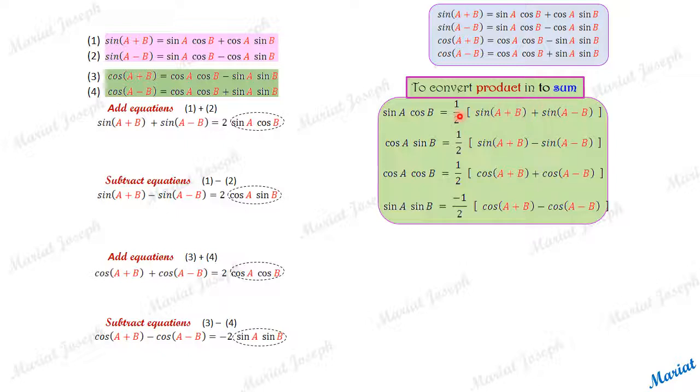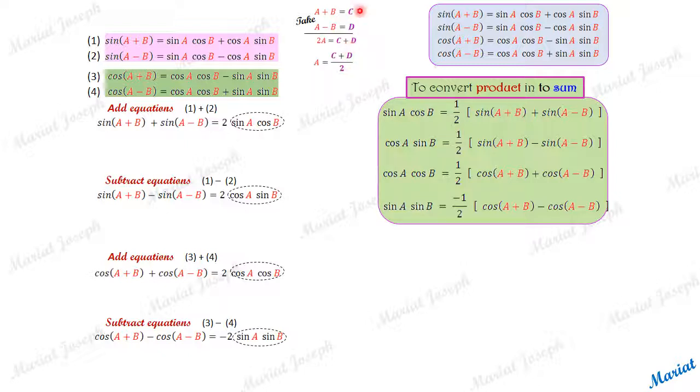We will use the same four equations, but in a slightly different style. For that, let me use angle A plus B equal to C and angle A minus B equal to D. In all these four equations, I am going to use this. If I replace A plus B as C and A minus B as D, what would happen?